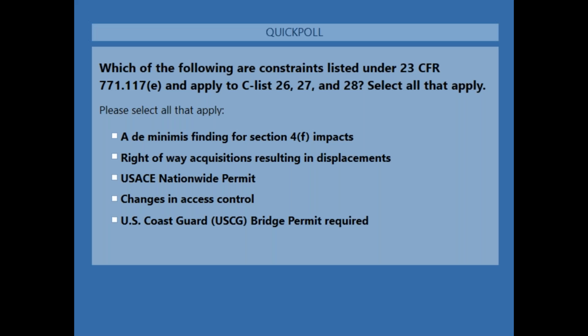And of course, we've got back-to-back poll questions, so I hope nobody went anywhere. Pulling that one up for you now. And it is, which of the following are constraints listed under 23 CFR 771.117(e) and applied to C-list 26, 27, and 28? Select all that apply. Choices are a de minimis finding for Section 4(f) impacts, right-of-way acquisitions resulting in displacements, US ACE Nationwide Permit, changes in access control, US Coast Guard bridge permit required. So I'll give everyone some time to select their answers.